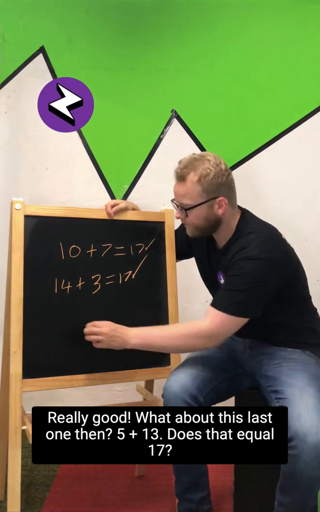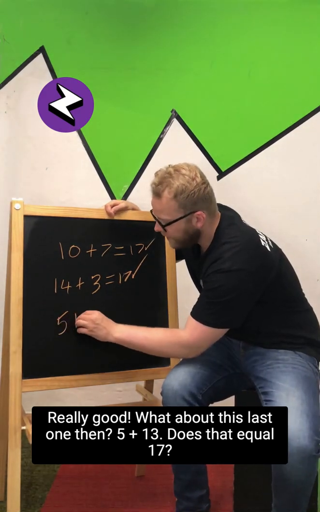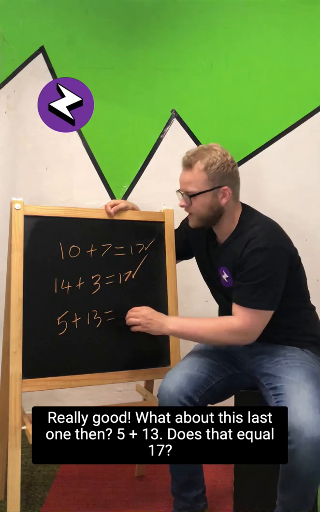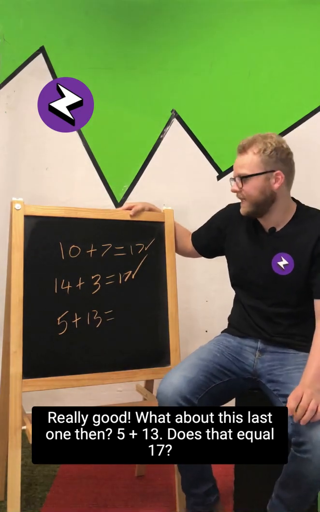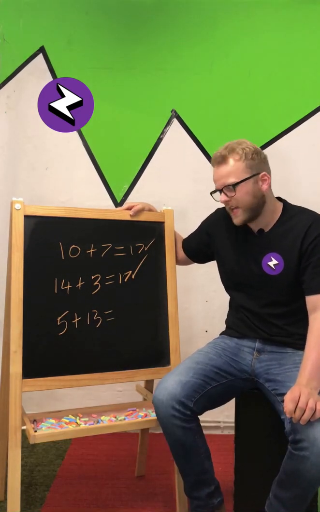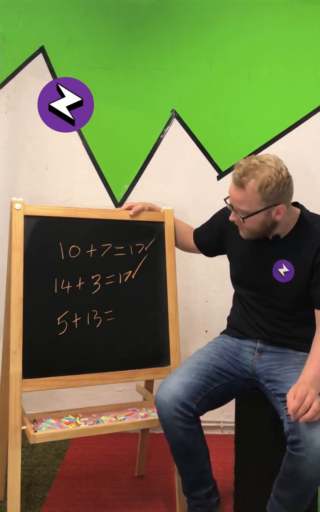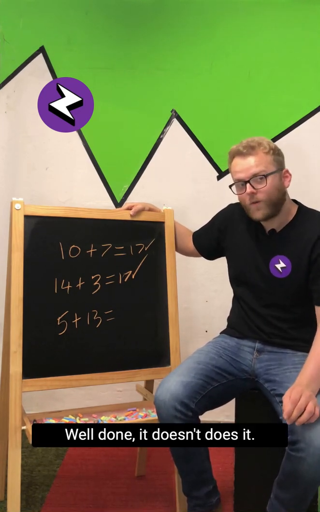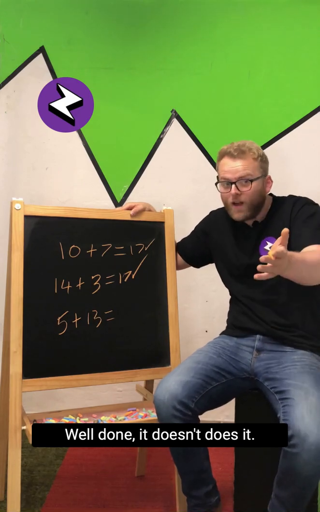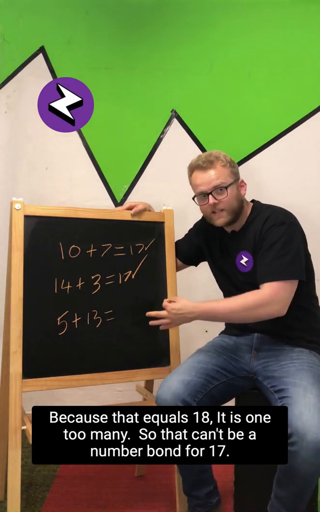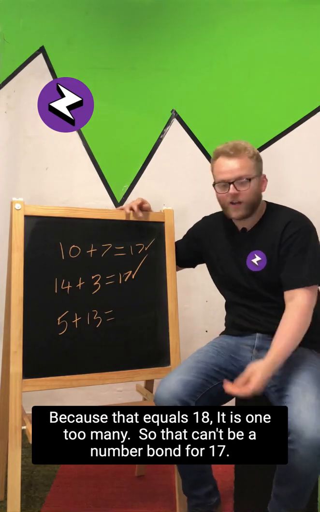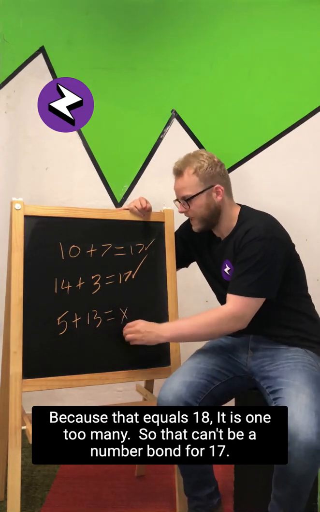Bit trickier. 5 plus 13. Does that equal 17? Is that one you've got to use your head? Well done. It doesn't, does it? You worked it out, because that equals 18. It's one too many. So that can't be a number bond for 17, okay?